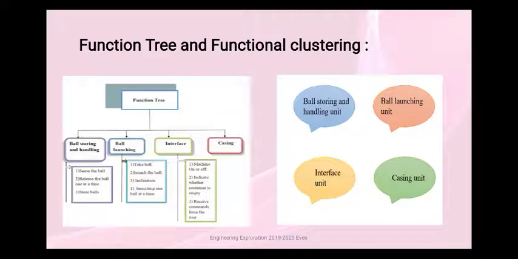So after having the knowledge of the function that should be performed by the machine, we jotted down the functions, aggregated them and grouped into 4 units. Sensing the ball, storing the ball and releasing the ball comes under ball storing and handling unit. Taking the ball, launching the ball, inclination comes under ball launching unit. Machine on off, indicating whether the container is empty, receiving commands from the user comes under interface unit. And the last one is casing unit.